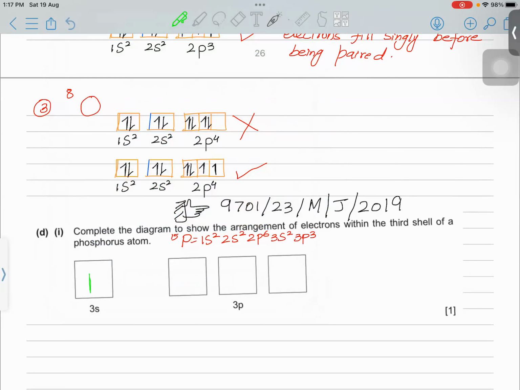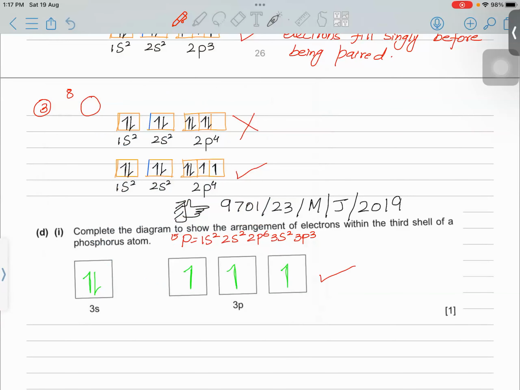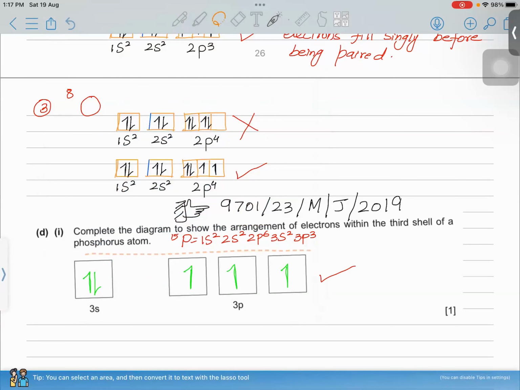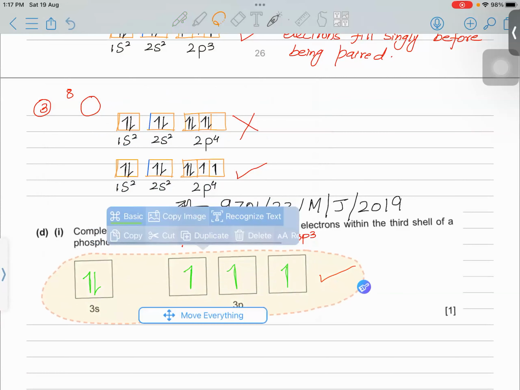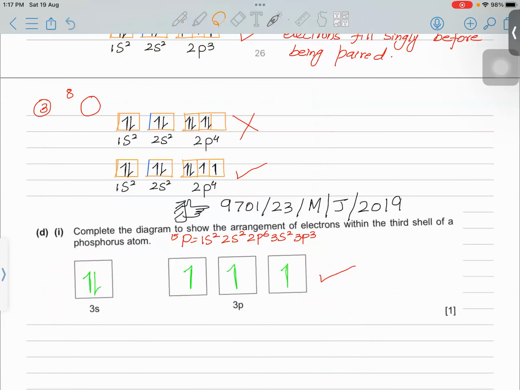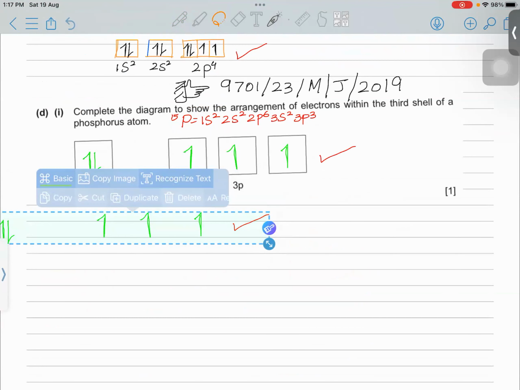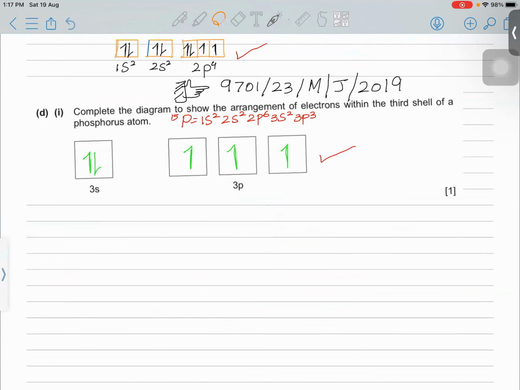So in 3s we have 2 electrons, and then in 3p, electrons fill singly before being paired. This is 3p. This is the correct way.